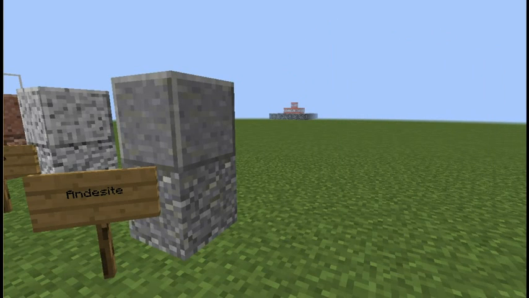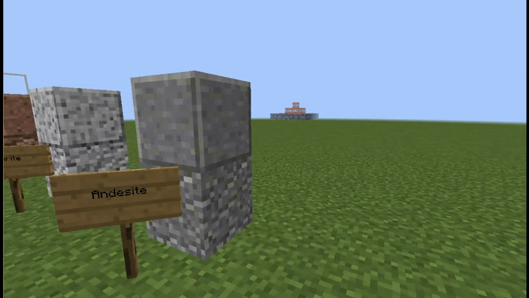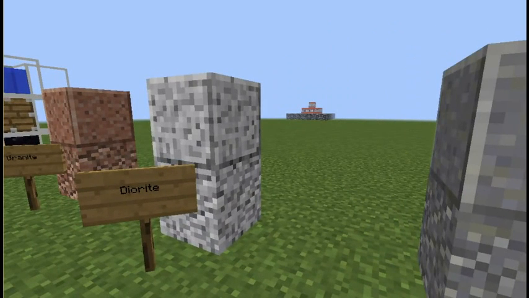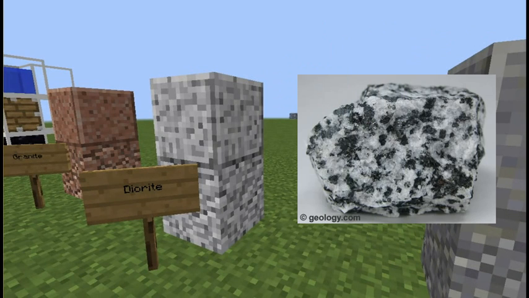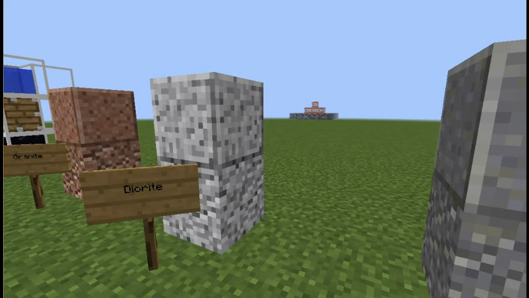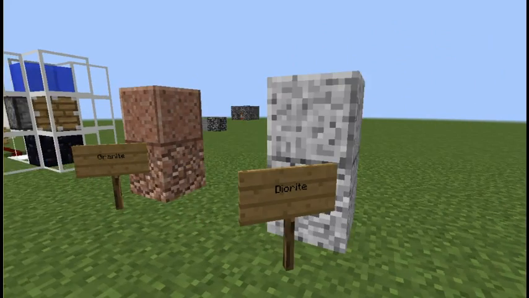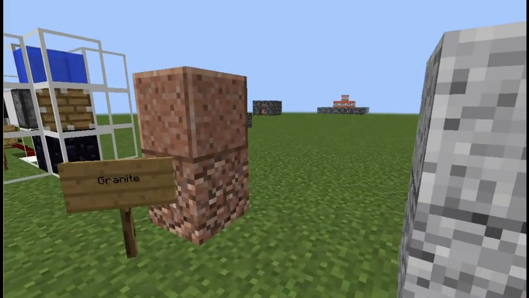The next block Minecraft got specific and named is the intrusive diorite. Compared to andesite, diorite is much lighter and has a more varied assortment of particles. When we compare this to a real world sample of diorite, we again see it's pretty close. It's hard to tell if there are any crystals because the detail of Minecraft is low by design, but it's close enough for me.